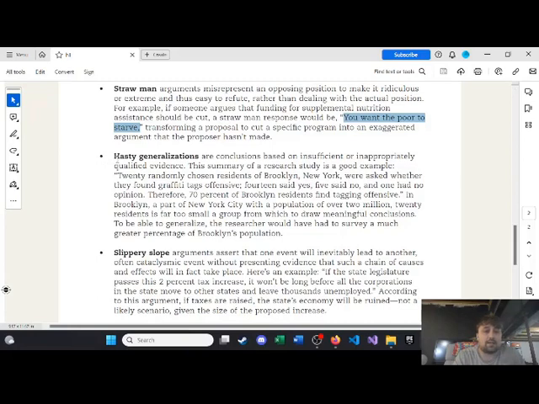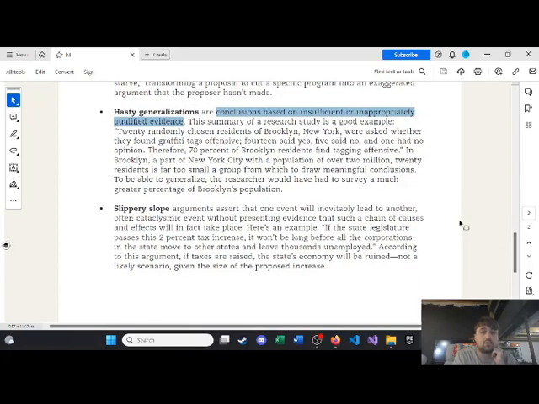Next fallacy, hasty generalization. This is a conclusion based on insufficient, or inappropriately qualified evidence. So what's a good example of this? 20 randomly chosen residents of Brooklyn, New York were asked whether they found graffiti tags offensive. 14 said yes, and 5 said no, and 1 had no opinion. Therefore, 70% of Brooklyn residents find tagging offensive.